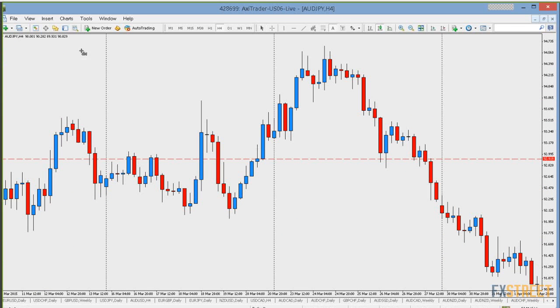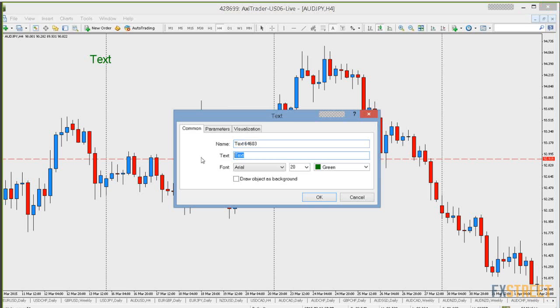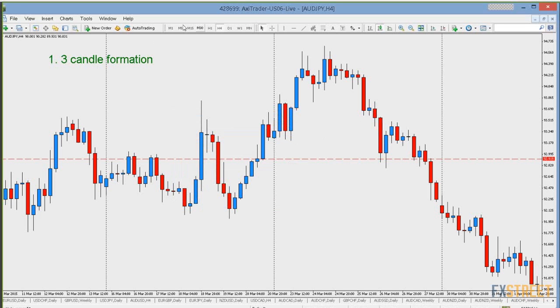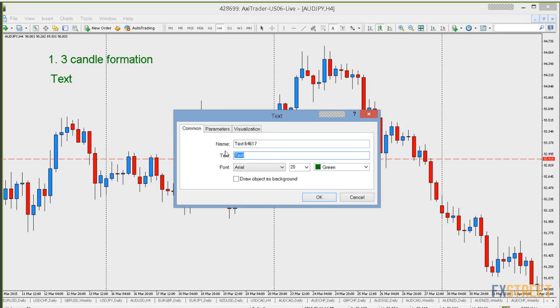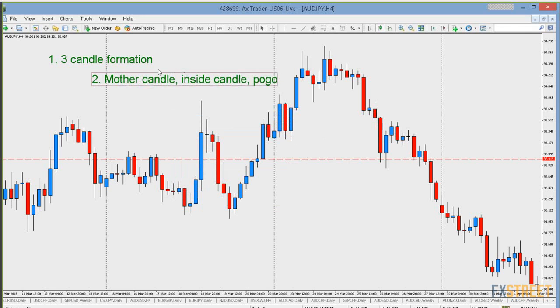Important points here, I'll just write them up on here for you. Important point number one, the 3 candle formation. So that's why they're kind of, and all the candles have a job to do. They all have to do the right thing or it's a no trade. You get mother candle, inside candle, and then pogo, in that order. It's always in that order, right? Mother candle first, inside candle second, pogo.